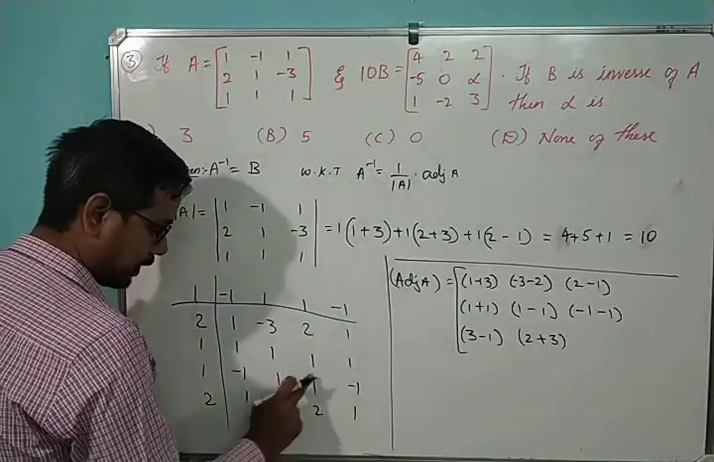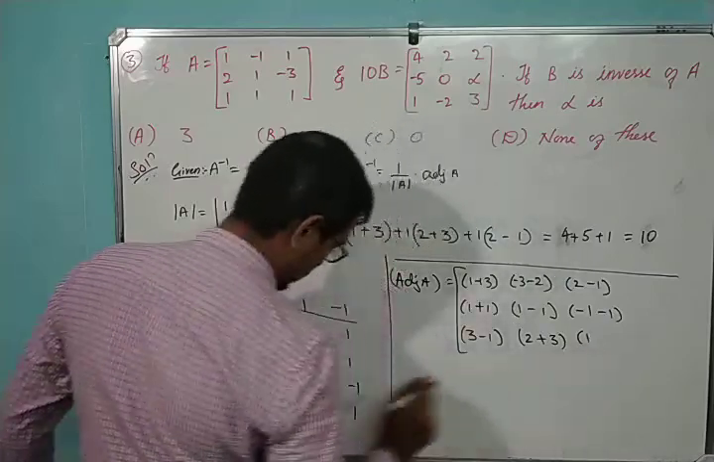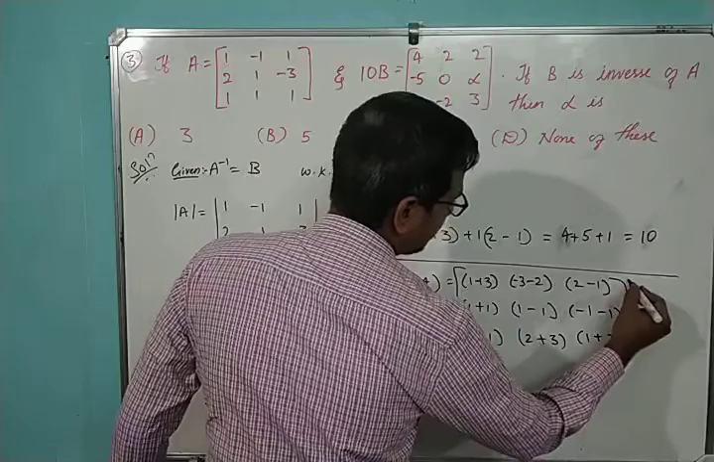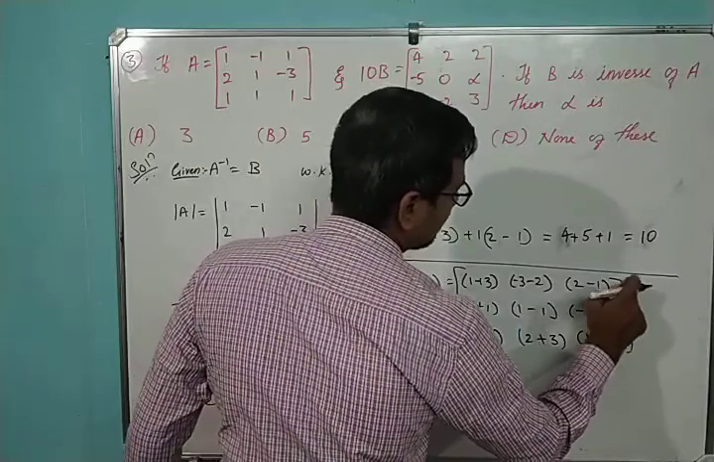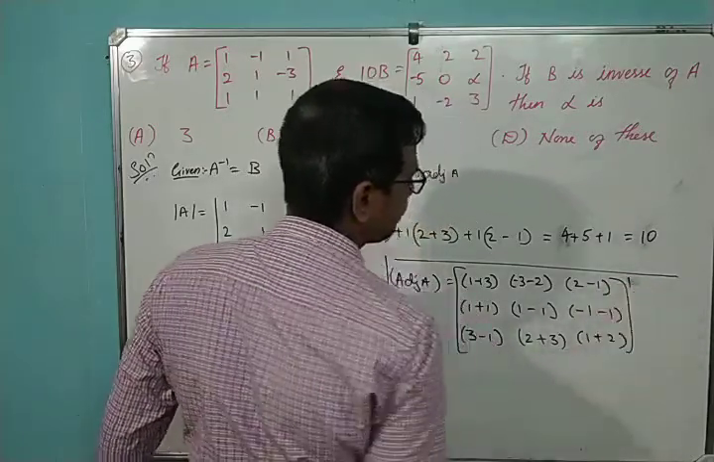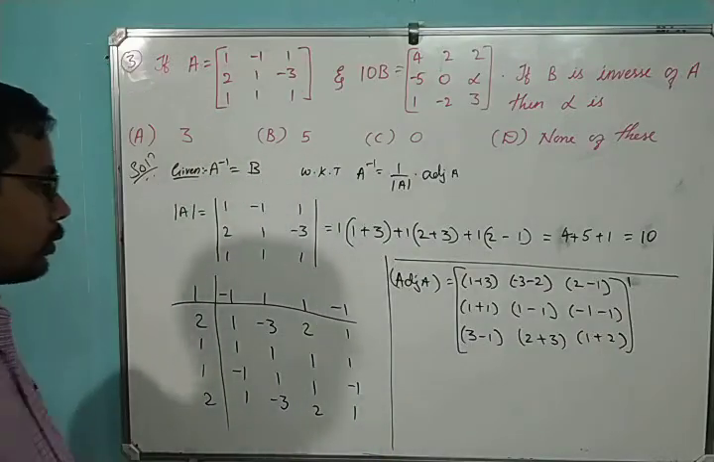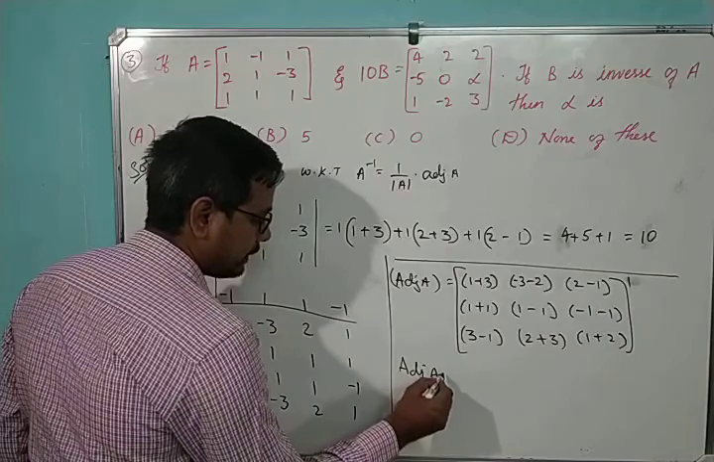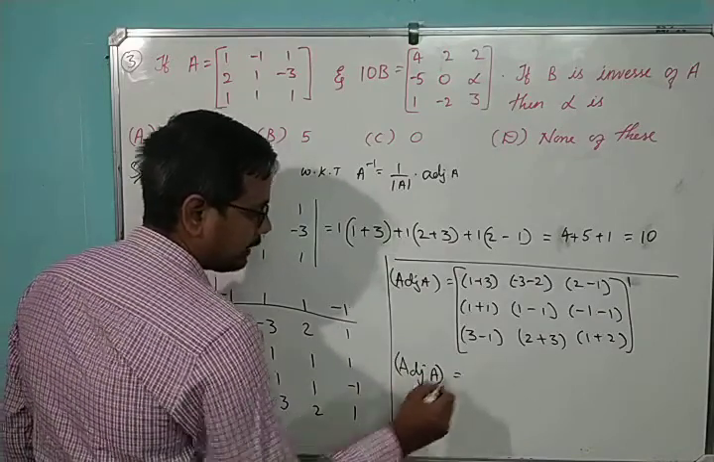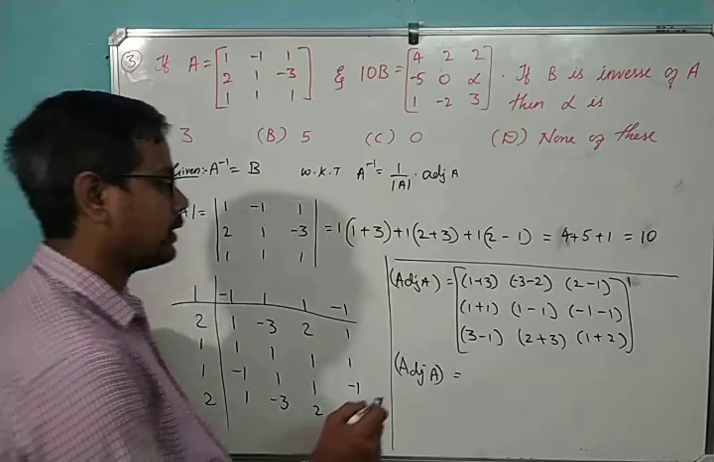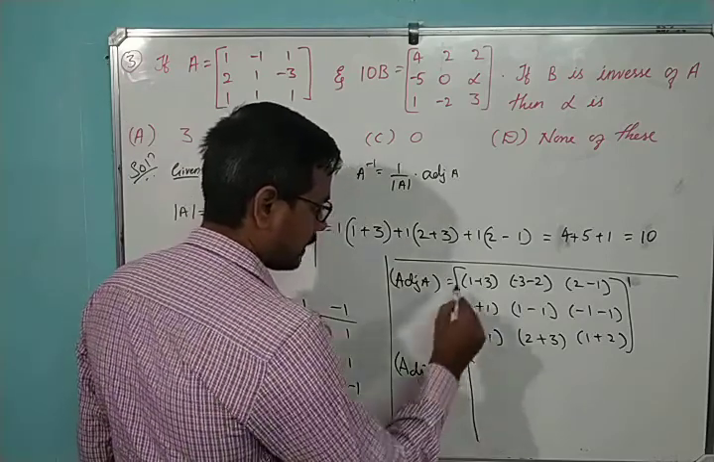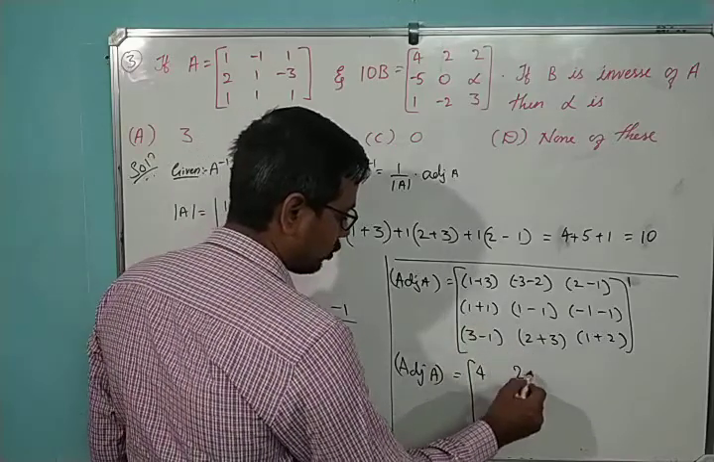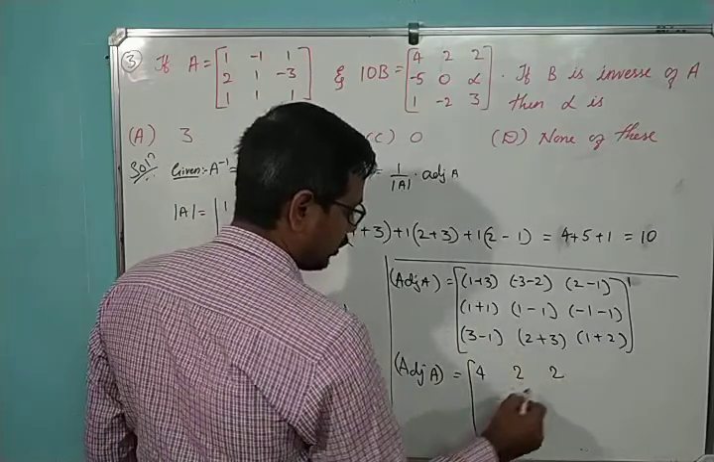Then for this, 1 into 1 is 1, minus of 2 into minus 1 is plus 2. Transpose, or dash, simply I can write dash for this, right? So what will be our adjoint A? It will be equal to, see, 1 plus 3, 4, 1 plus 1, 2, 3 minus 1, 2, right?